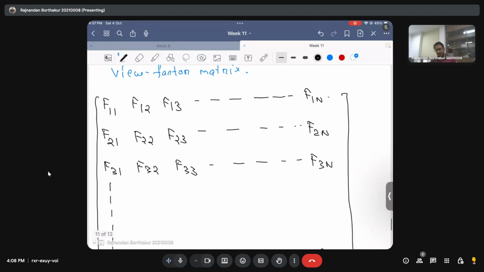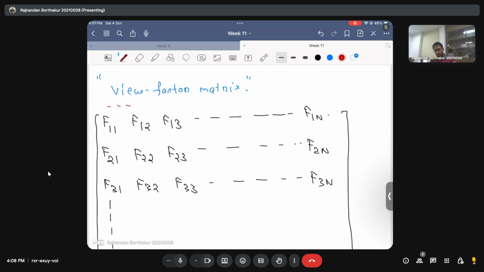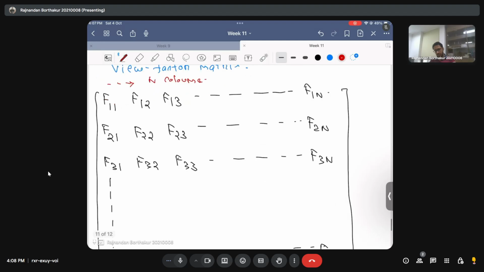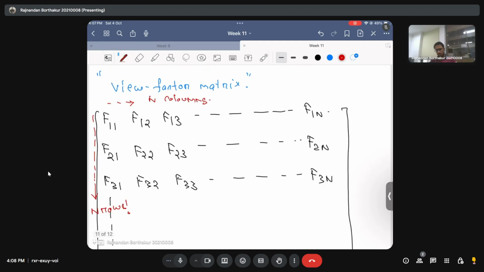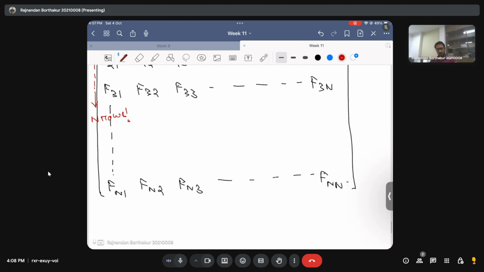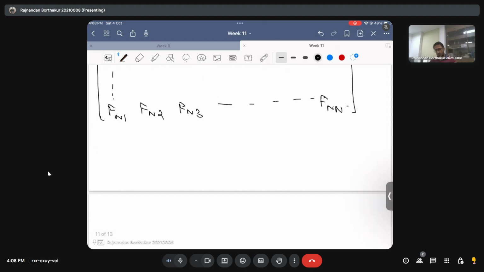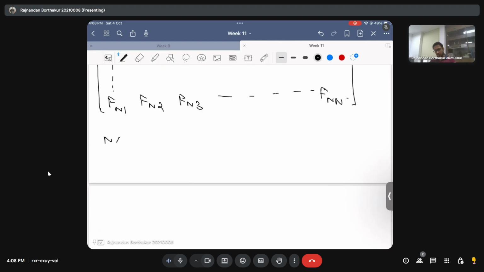Okay, so you can see that in this matrix there are n columns and there are precisely n rows. So basically this matrix consists of n columns and n rows, so the total number of elements in the matrix is just going to be n cross n, which is nothing but n square, which is nothing but the total elements in the view factor matrix.